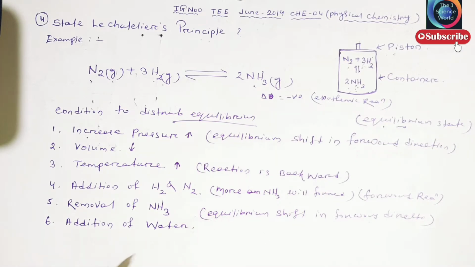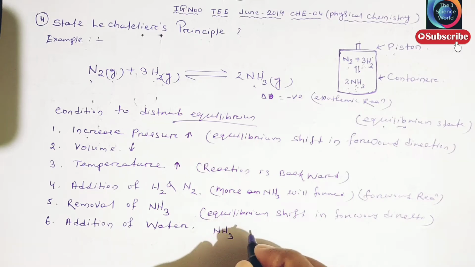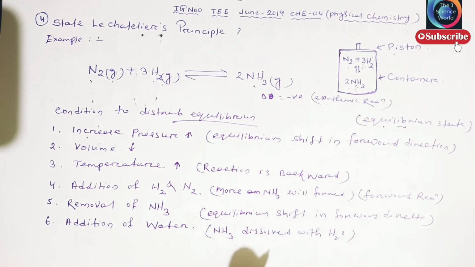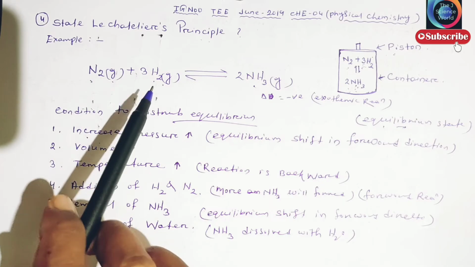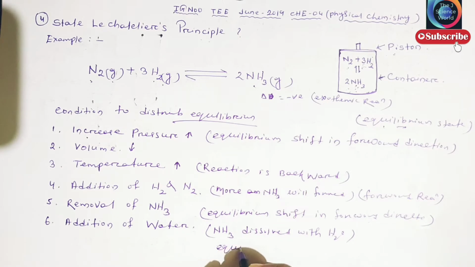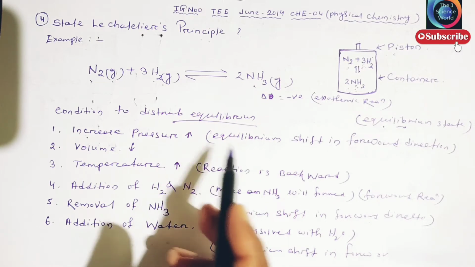And the last one is addition of water. Please carefully observe what happens when we add some water in this reaction, check it and comment in the comment section. We already know that ammonia, NH3, mostly dissolves in water, so that N2 and H2 react and form ammonia, and in this reaction our equilibrium shifts in the forward direction. This is all about Le Chatelier's principle.